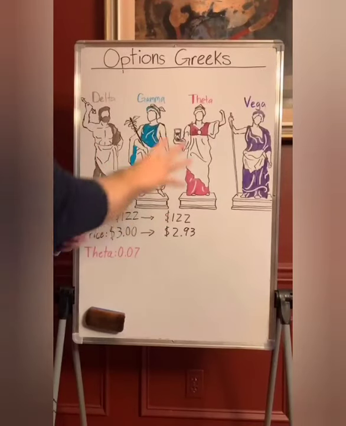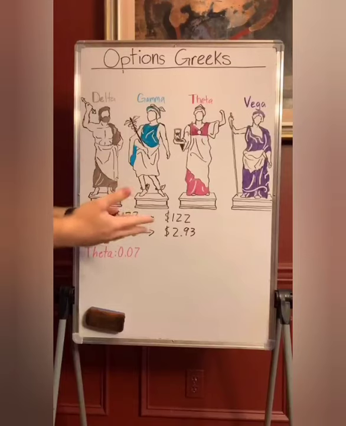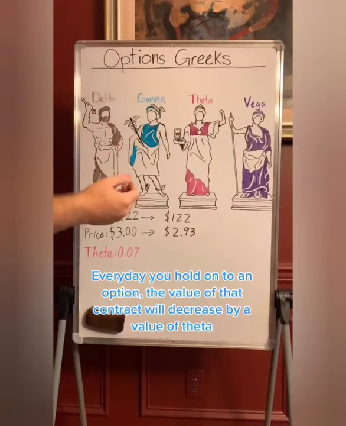Options trading, lesson number 12. Option Greeks, now we're going to be talking about theta, which is known as time decay. Whenever you buy an option, every day that you hold on to that option, the value of that contract is going to decrease by a value of theta.